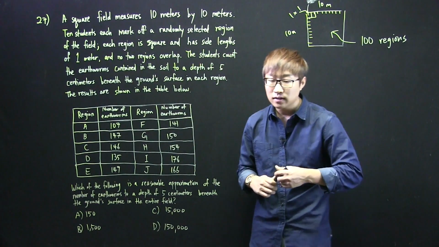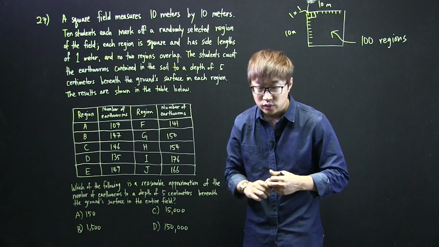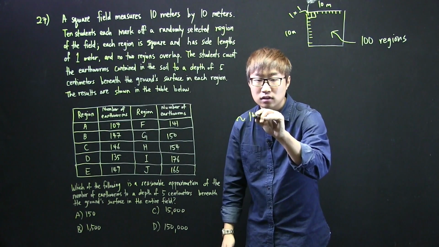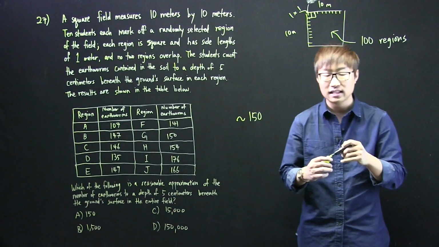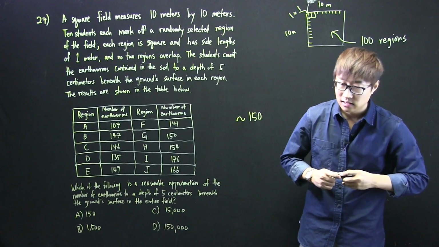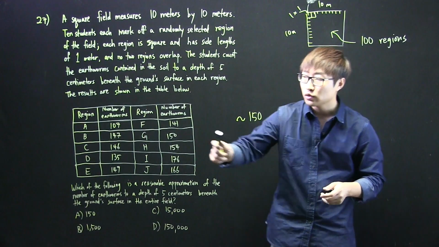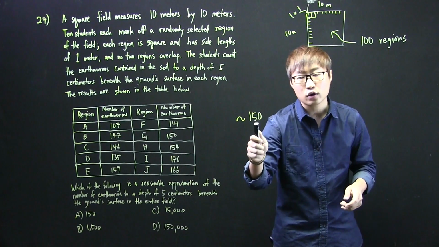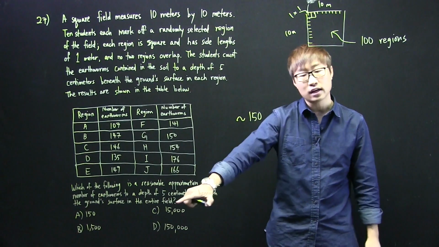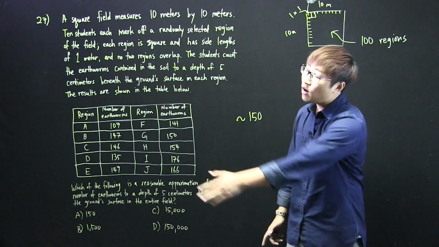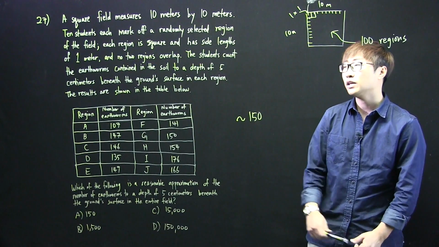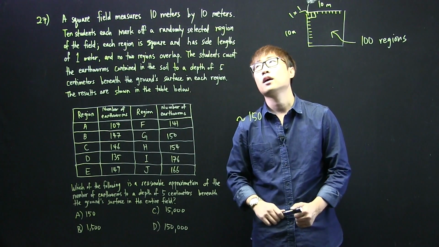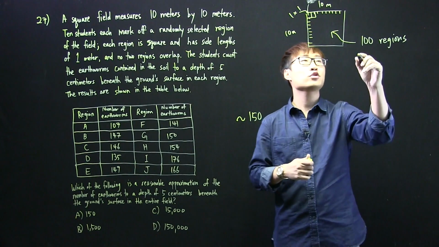What's a good number that I can guesstimate for all these regions? There's roughly about 150 earthworms in each region. Does that make sense? Although you see all these different numbers, I'm just roughly estimating it to 150. The only reason being I'm looking at the answer choices and they all have 1,5 something. So each region has about 150, and the entire field's got 100 regions.